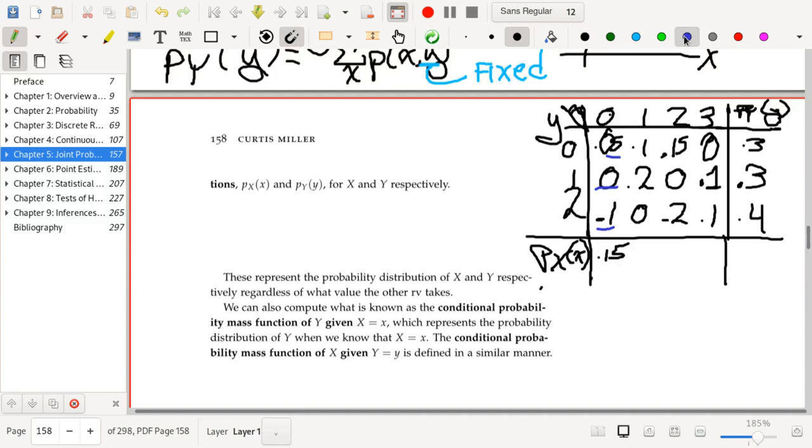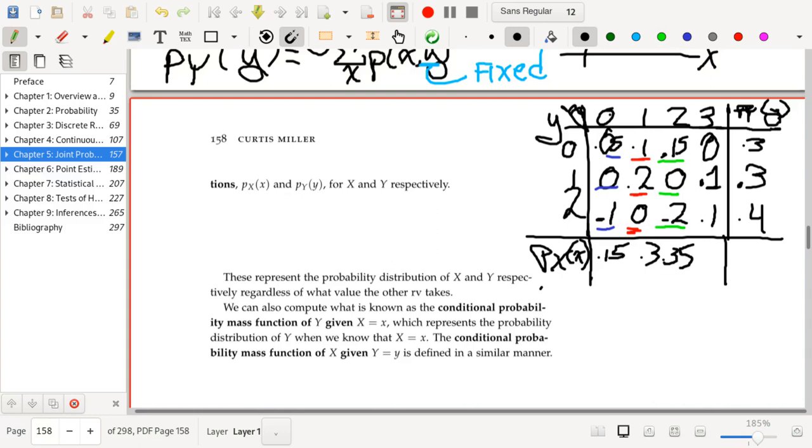And then, what's the probability that X is equal to 1? That's the probability that X is equal to 1 and Y is equal to 0, X is equal to 1 and Y is equal to 1, and X is equal to 1 and Y is equal to 2. So we're going to have 0.3. And what is the probability that X is equal to 2? Well, it's the probability that X is equal to 2 and Y is equal to 0, plus the probability that X is equal to 2 and Y is equal to 1, plus the probability that X is equal to 2 and Y is equal to 2. So that's going to be 0.35.